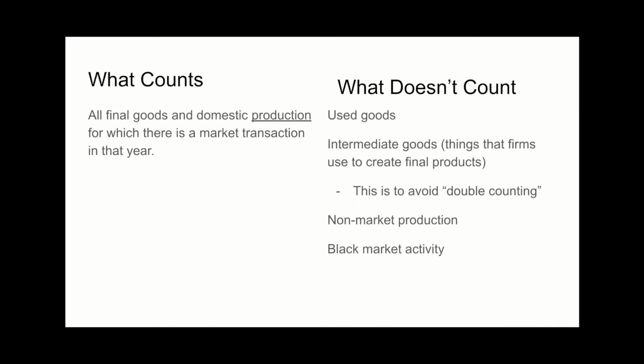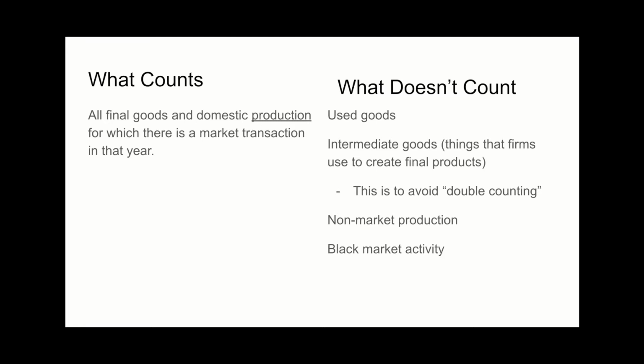What counts and what doesn't count? All final goods in domestic production. So something needs to actually be being made. So it needs to be a good or service. And so all final goods in domestic production for which there is a market transaction in that year. So it means that it has to be made here. It has to be a final good, something that's completely done. And it has to have been made this year, and there had to have been a purchase this year.